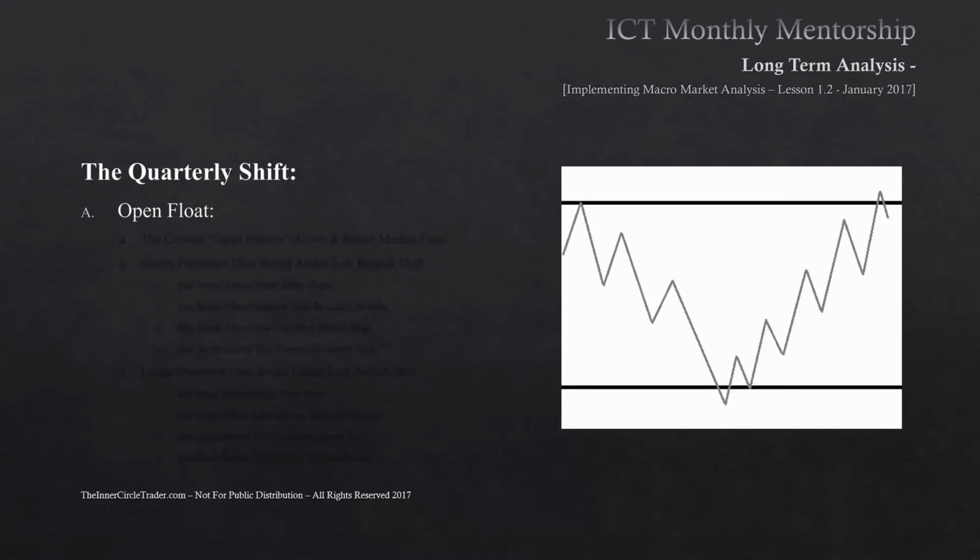The quarterly shift with open float. And let's first start by defining what is open float. Open float is the current open interest above and below current market price.